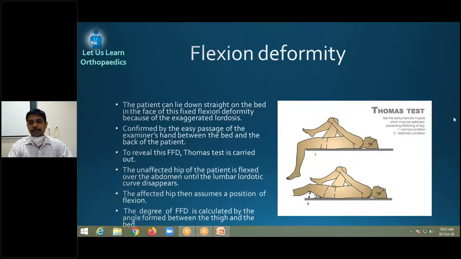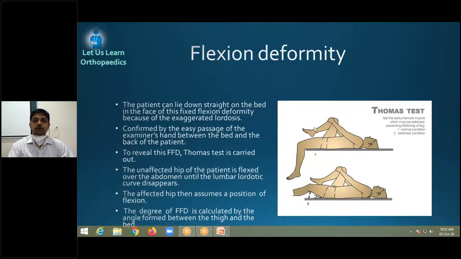So to repeat it again, there will be exaggerated lumbar lordosis in fixed flexion deformity. So to reveal the fixed flexion deformity, you have to obliterate the exaggerated lumbar lordosis. Then only the fixed flexion deformity of the hip will be revealed. How to obliterate the lumbar lordosis? You insinuate the back of your hand between the bed and the back of the patient, and you try to flex the opposite hip.